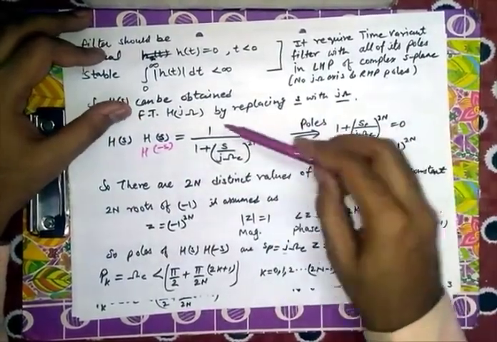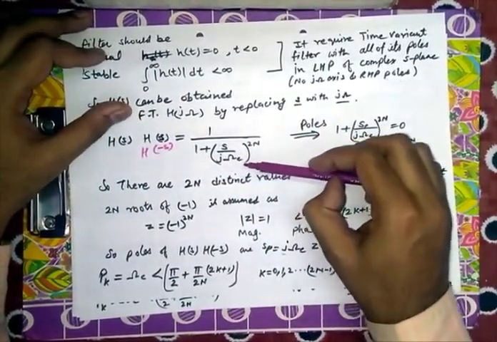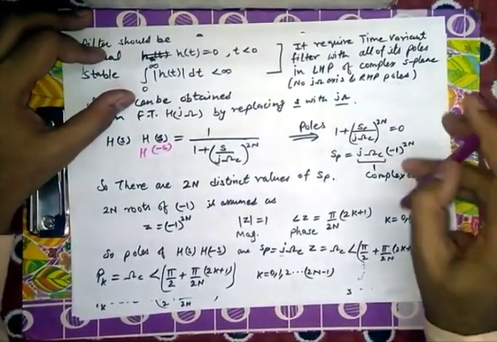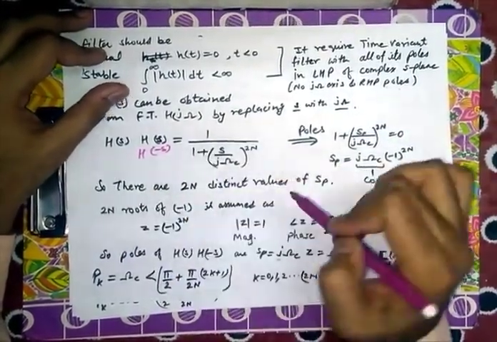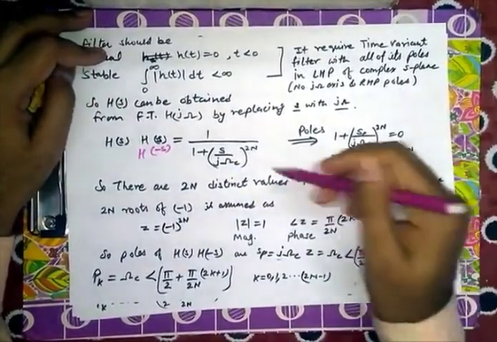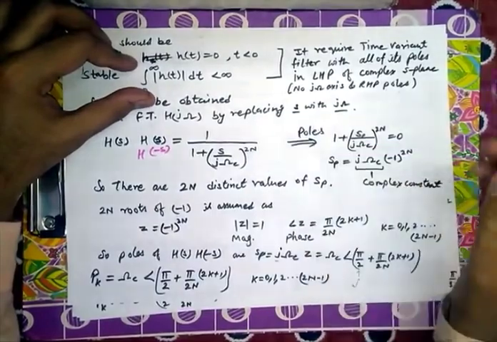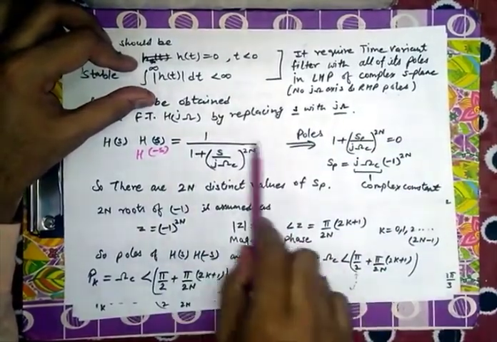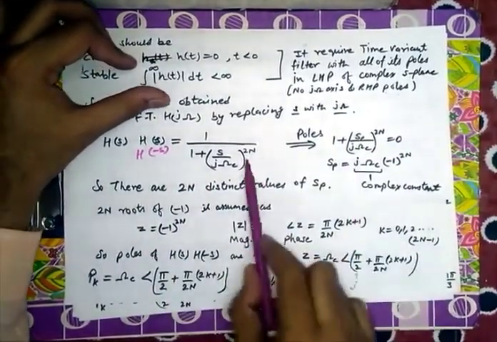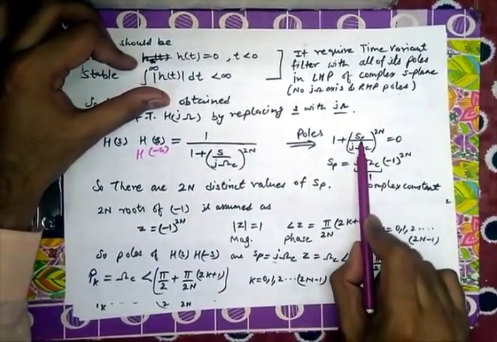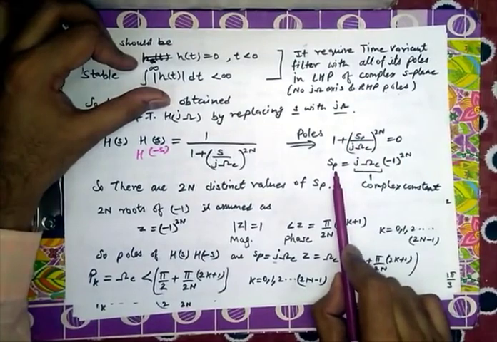H(s)H(-s) = 1 upon 1 plus (s/jΩc) raised to power 2n. Now it is the standard equation for transfer function of Butterworth filter having order n, having cutoff frequency Ωc. Now poles of this filter: denominator must be equal to 0. So putting denominator equal to 0 for value of sp, suppose p stands for poles.